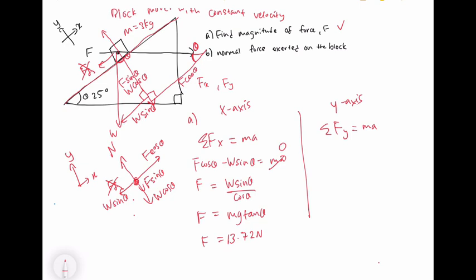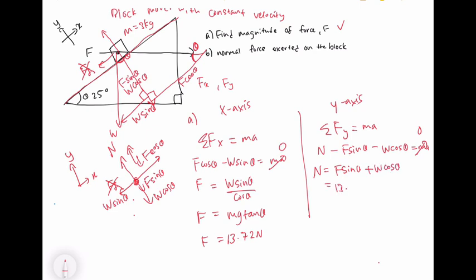From the y-axis, we know that N minus F sine theta minus W cos theta is equal to ma. And once again, because the block is not flying upwards or going downwards, the position in the x and y-axis is the same. So our acceleration in that regard is actually 0. So we can rewrite N as F sine theta plus W cos theta.